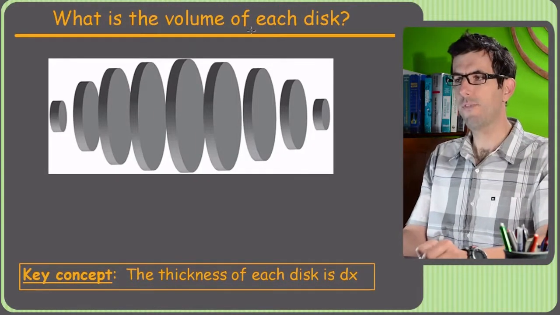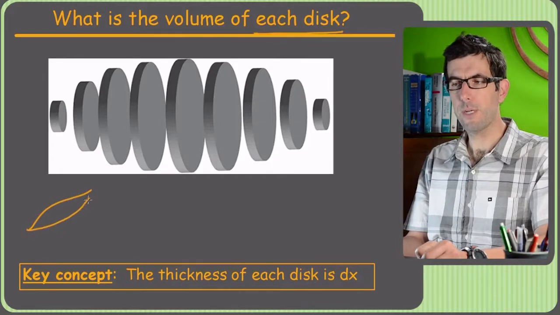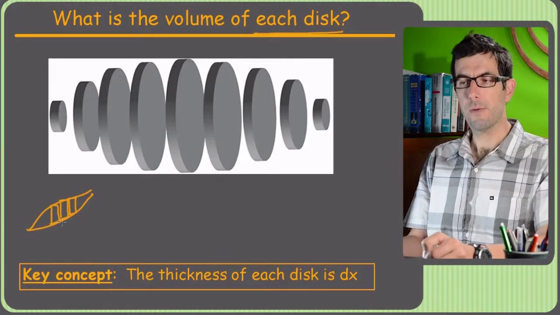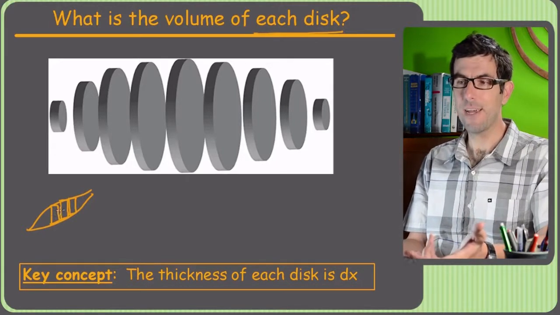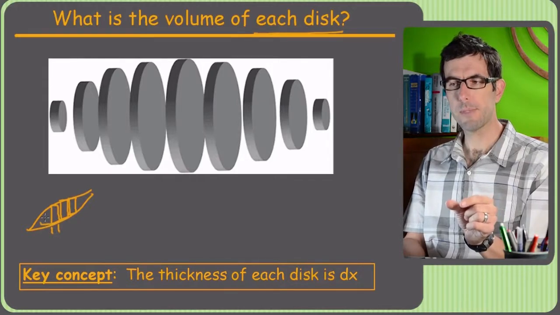So the question is, what is the volume of each disk? Because in Riemann sums, if I had a region and I turned it into a bunch of rectangles, and I added up all those rectangles, and the rectangles followed the curves, the area of a rectangle is really easy to find. It was just base times height. So it was the width of this little rectangle times the height.